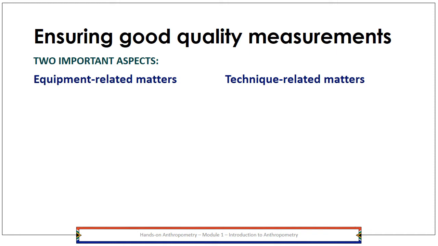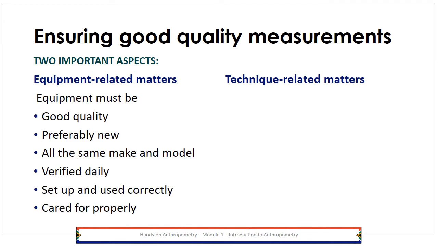Fortunately, there are many things we can do to ensure that our measurements are as accurate and as reliable as possible. They can broadly be divided into two categories: equipment-related matters and technique-related matters. Let's look at equipment-related matters first. Our equipment must be of good quality, preferably brand new, and the teams should all use the same make and model of equipment. This limits the variation in measurements due to differences between different pieces of equipment.